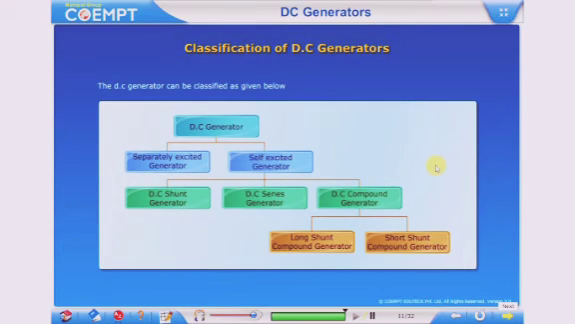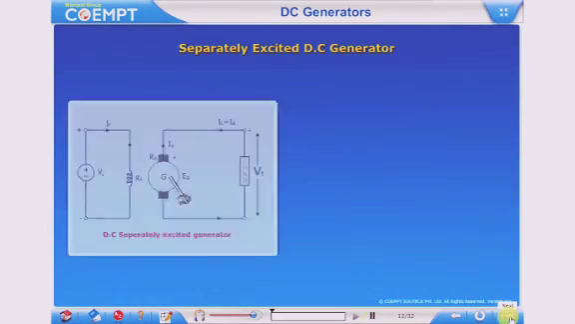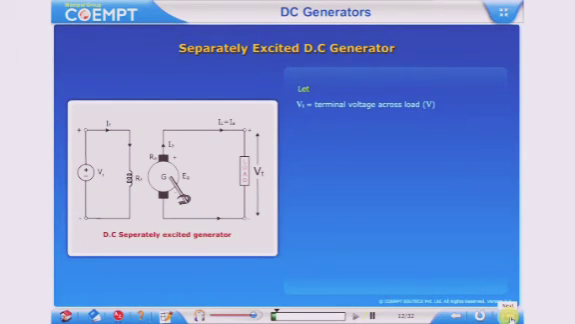Separately excited DC generator. In the given figure, Vt is the terminal voltage across the load measured in volts. Eg is the generated voltage at the armature terminals measured in volts. Ia is the armature current measured in amperes. IL is the load current measured in amperes. If is the field current measured in amperes.